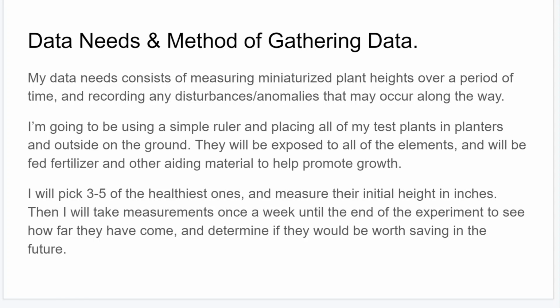To give them the best chance of survival, I placed all of these plants outside, exposed to all of the elements, and fed them fertilizer and other growth aiding materials to help them grow as much as they could and as fast as they could. My original plan was to test 3 to 5 of the healthiest ones, but as you'll see from my results, my plan didn't work out this way.